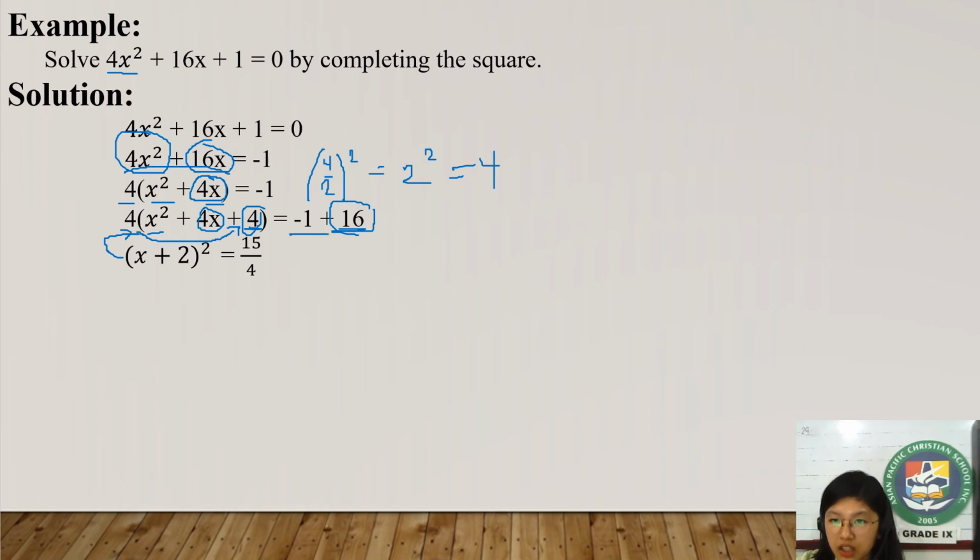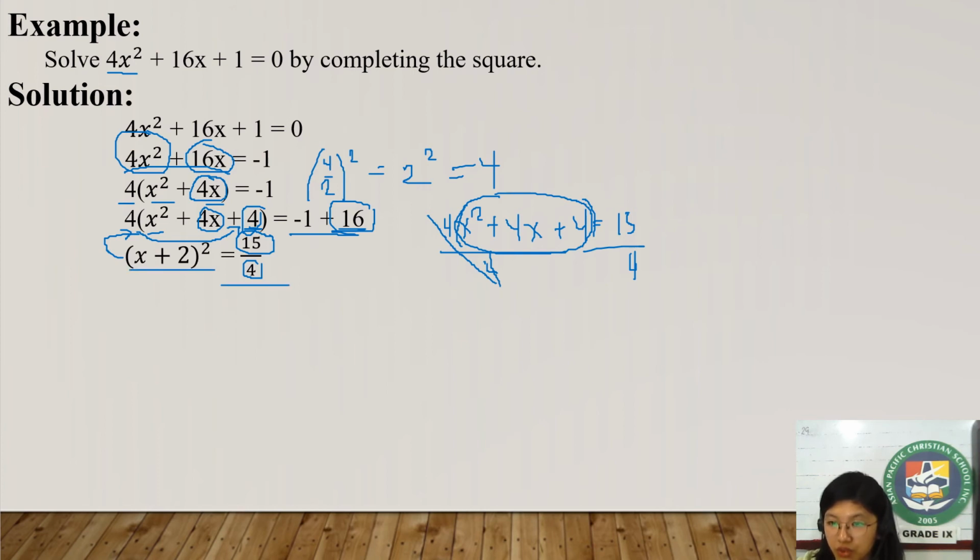Next, we have here, negative 1 plus 16 will be 15. So, saan nanggaling itong 4? So, dito, kung papansin niyo, we have 4 parenthesis x squared plus 4x plus 4 equals negative 1 plus 16 will be 15. So, para ma-cancel yan, divide natin sila by 4. Yan. Cancel na siya nun. Then, ang natira, ito na lang, yung x squared plus 4x plus 4. So, ang factor niya ay x plus 2 squared. Then, 15 over 4. Ito yun.